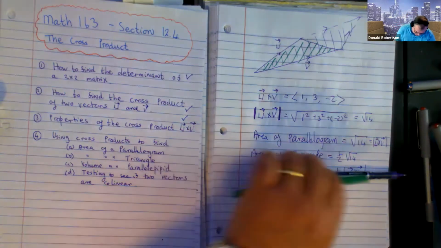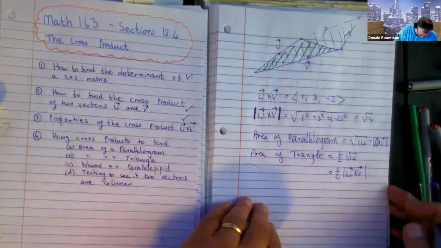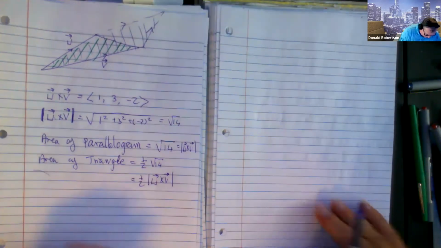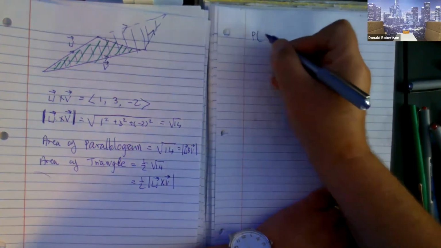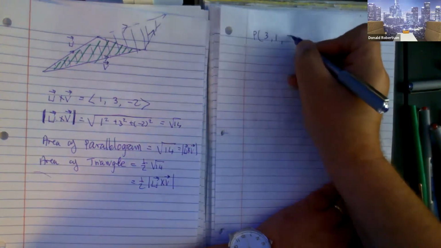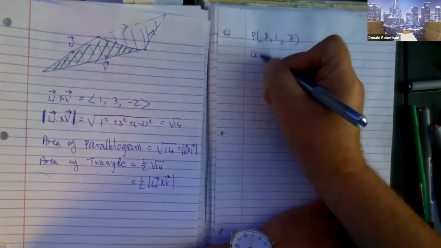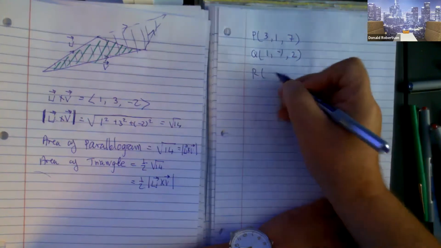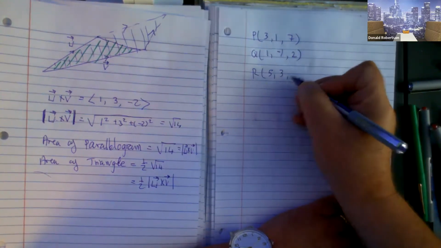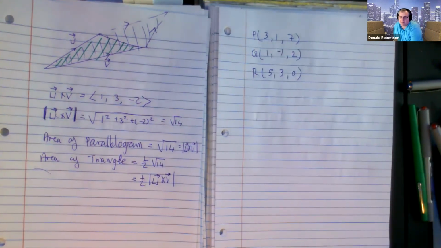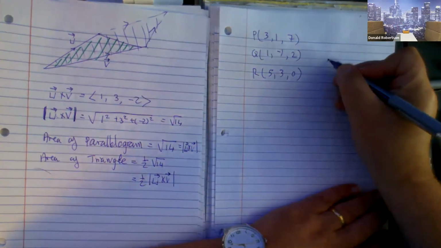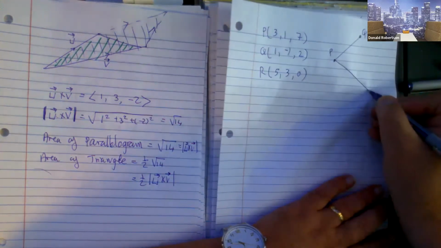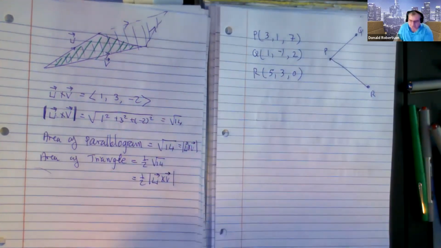Right. Now, to a question: P is the point 3, 1, 7, Q is the point 1, -1, 2, and R is the point 5, 3, 0. So here are 3 points in 3D space. Let's pretend that's P, that's Q, and the way down here is R.